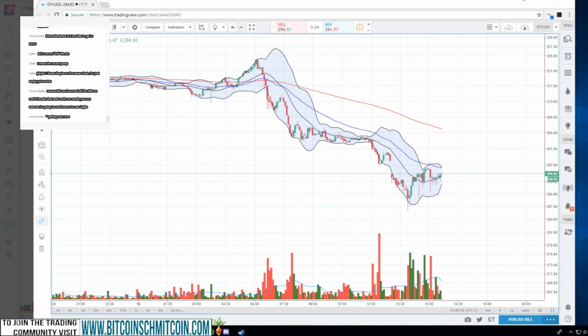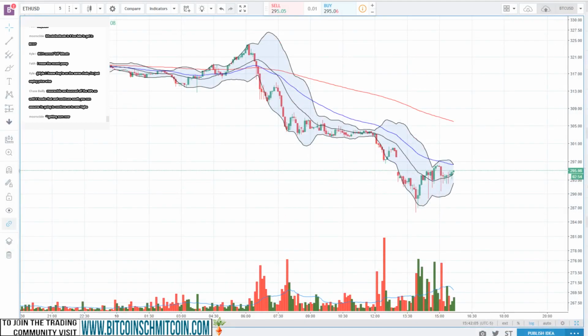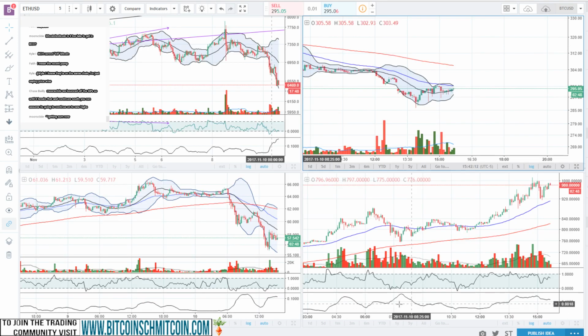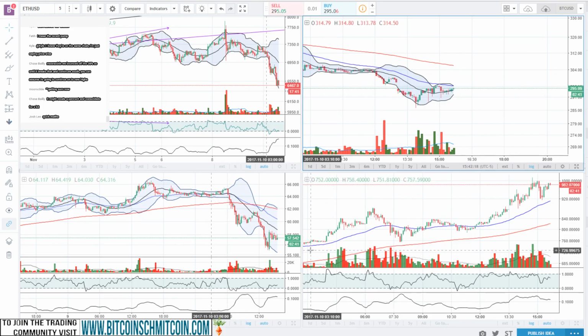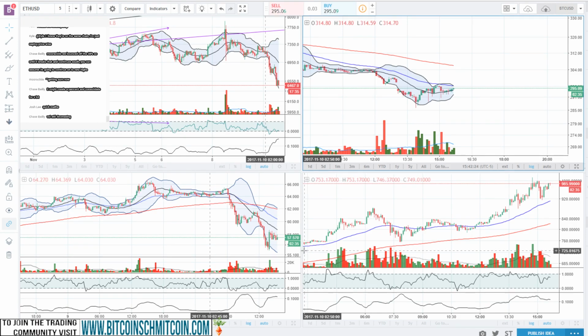What other charts do you guys want to look at? You guys want to look at any other coins?